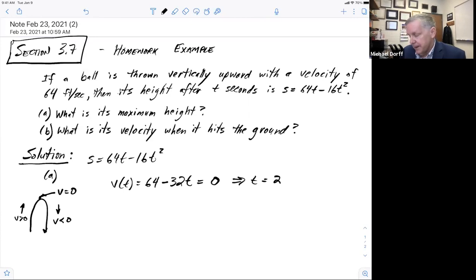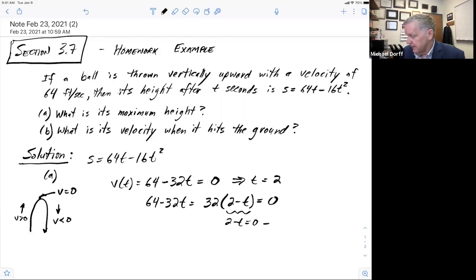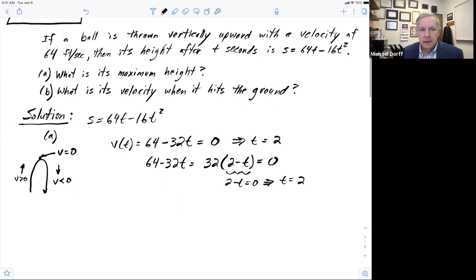Okay, how do I get that? Some people can just look at that and see that. If not, what you can do is you can take this 64 minus 32t, and I can factor out a 32, because that's what they have in common, and I get 2 minus t, and that's supposed to equal 0. And this 2 minus t equals 0 gives me that t equals 2. Okay, so that's when the velocity equals 0.